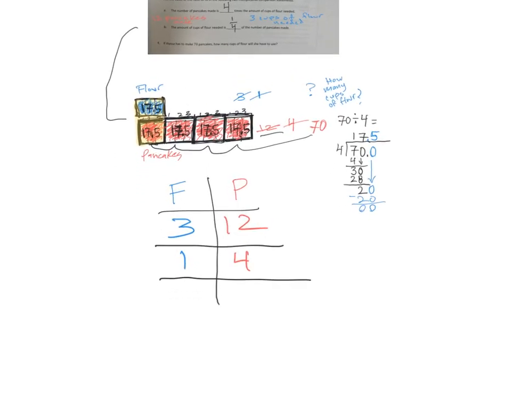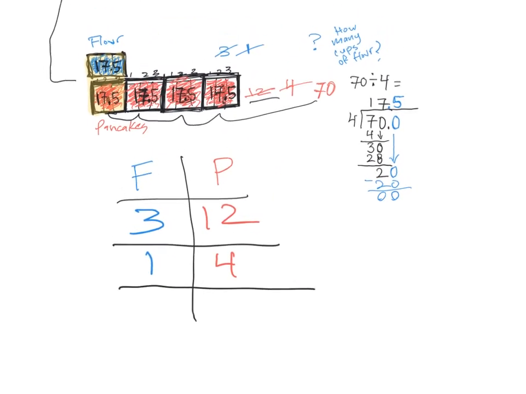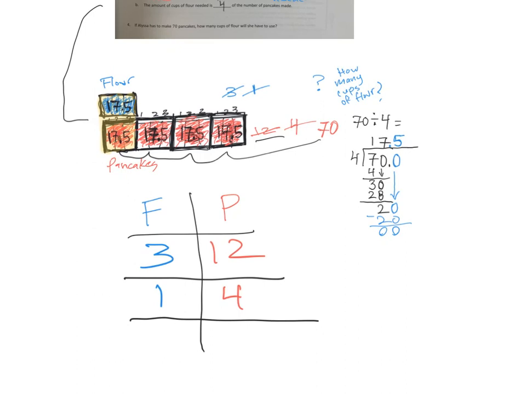And the next one we figured out, we've already done this, is 1 cup of flour. You will get 4 pancakes. So now, due to question 4, we are given 70 pancakes. Put it there, 70 pancakes. So if we need to make 70 pancakes, how many cups of flour do we need?